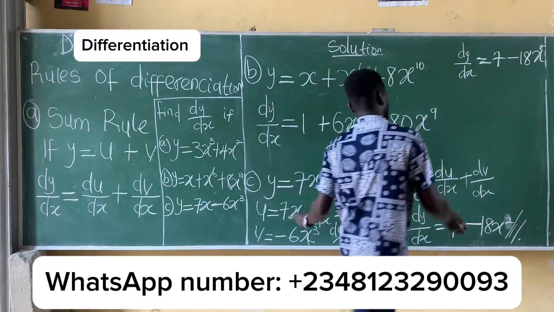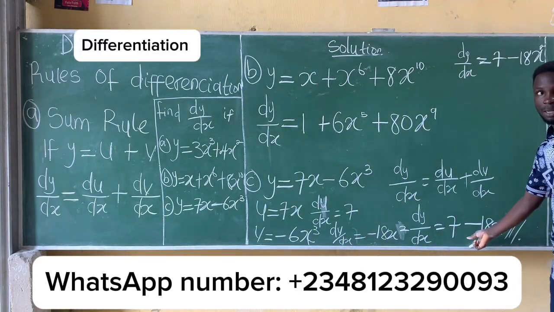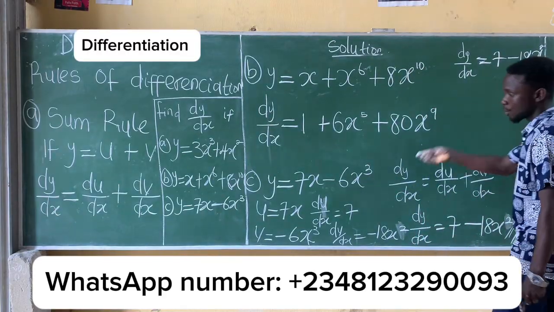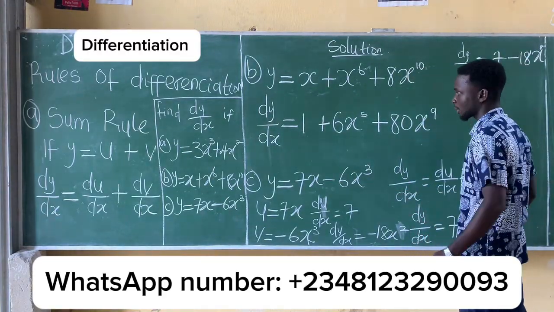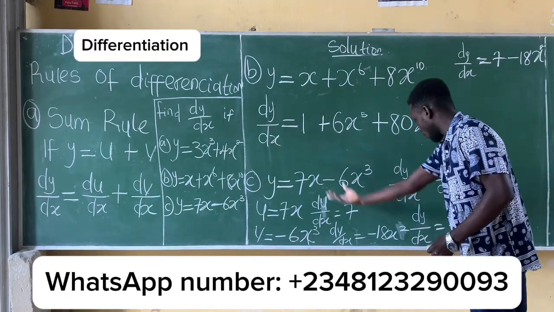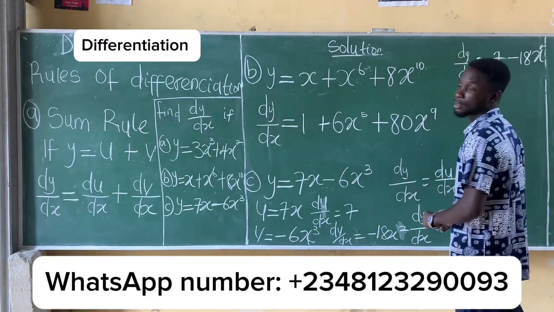Which is the same answer with what we got here. So, if we differentiate this, we can simply go straight to the answer, or decide to show workings here. So, if you also want to show working here, the same thing. Follow these steps, and you're going to get the same thing.